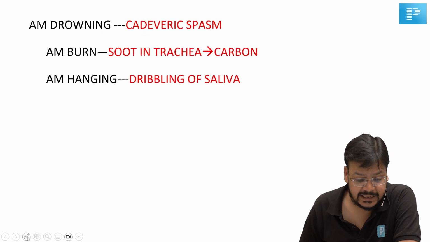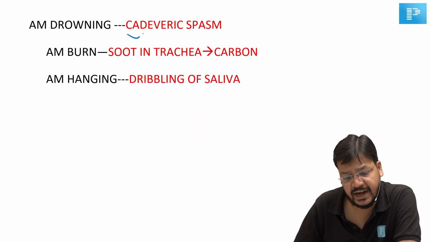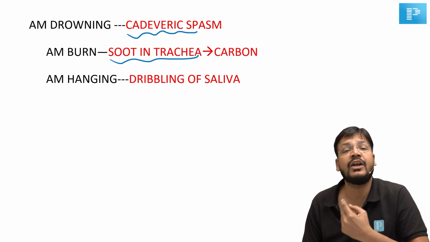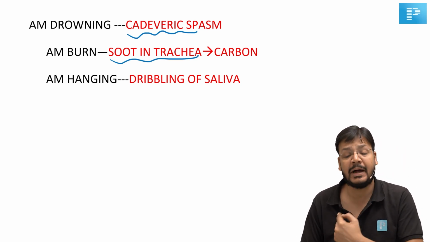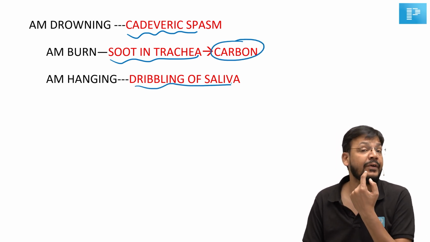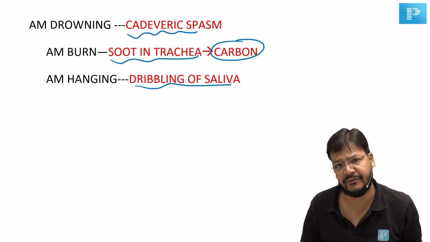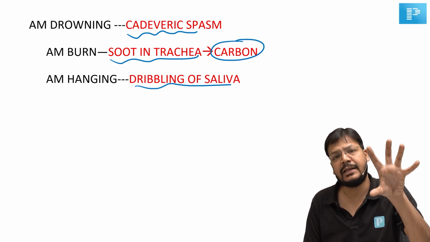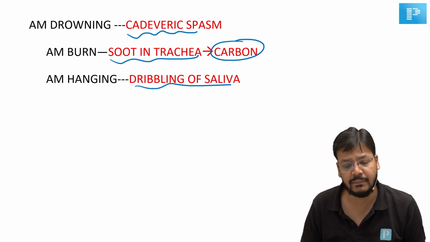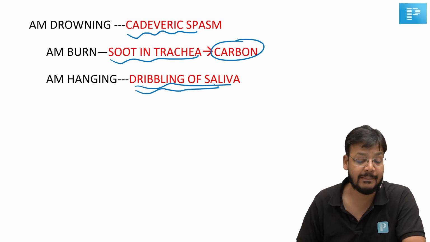Now, sir, as I told you, the most characteristic finding of antemortem drowning is cadaveric spasm. The most characteristic finding of antemortem burn is soot particles in the trachea, that is carbon particles. And the most characteristic finding of antemortem hanging is dribbling of saliva. 3 questions: antemortem drowning, cadaveric spasm; antemortem burn, soot particles in trachea; antemortem hanging, dribbling of saliva.